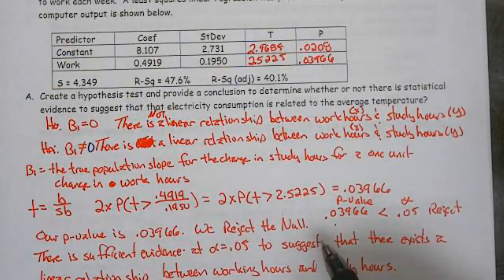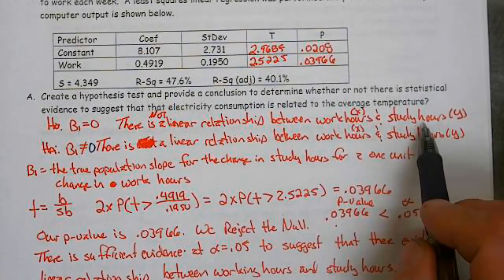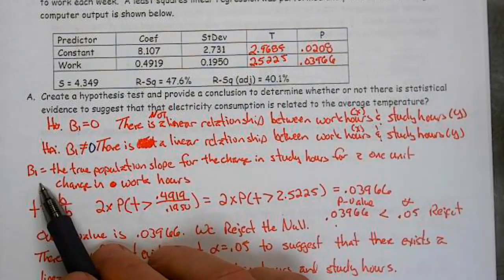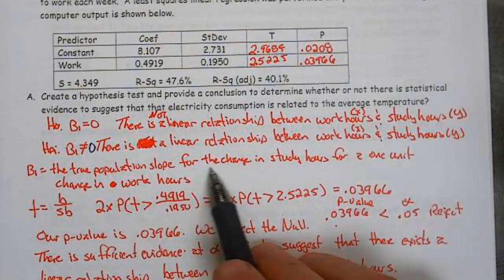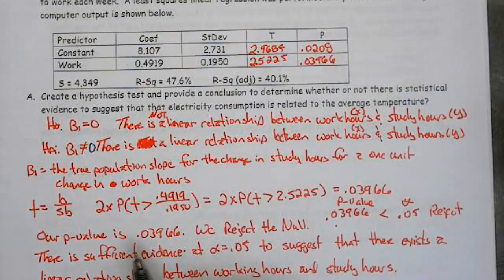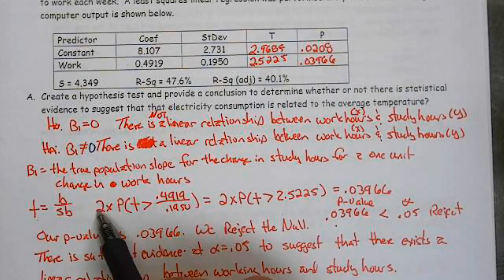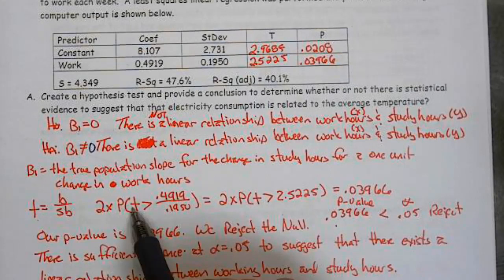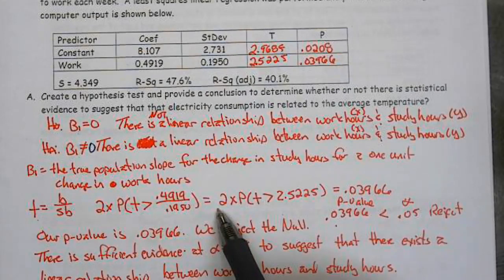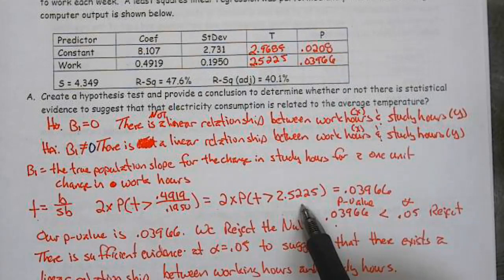You must find X and Y. If you do it like this, you've done it. I wrote my sentences out and then I just labeled which was X and which was Y. We need to define our slope, the true population slope for the change in study hours for a 1 unit change in work hour. Our equation, T equals B divided by SB. So 2 times the probability that T is greater than 0.4919 divided by 0.1950 equals 2 times the probability that T is greater than 2.5225.